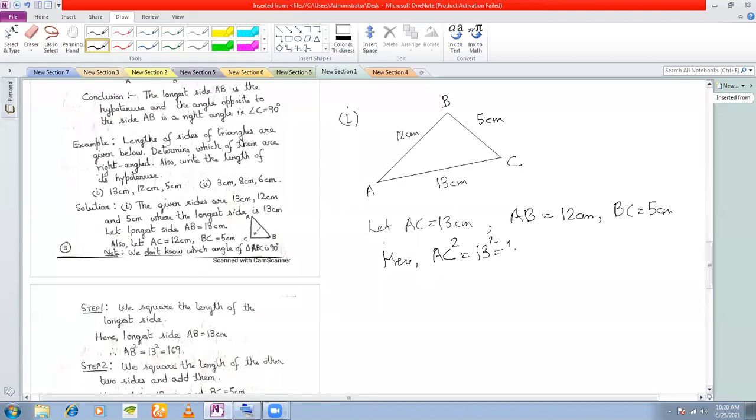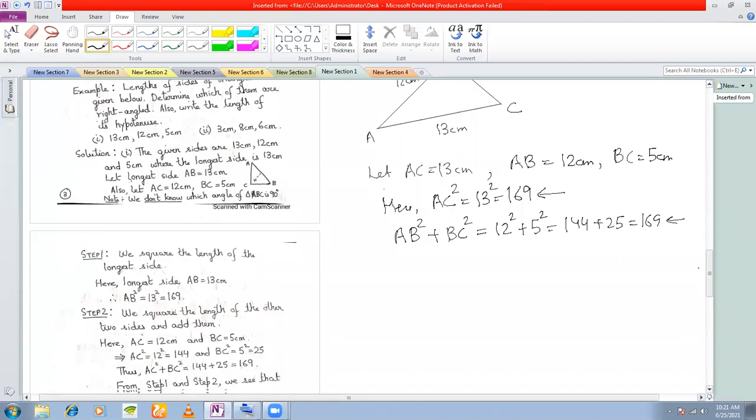13 square is 169, right? Second step was the sum of the squares of the other two sides. AB square plus BC square is how much? 12 square plus 5 square, which is equal to 144 plus 25, which is 169, right? Now check whether these two are equal. Yes, they are equal, right?